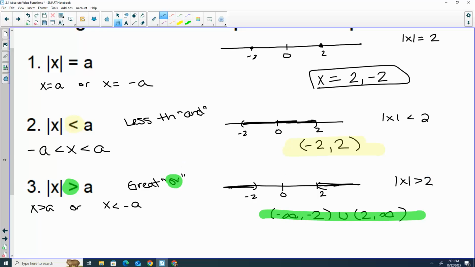So what we're going to do is just practice solving these now. The key, before you can write your problem without absolute value symbols, you do have to get the absolute value by itself. So if there's anything else on that side of the equation, we may have to reorder some things first.